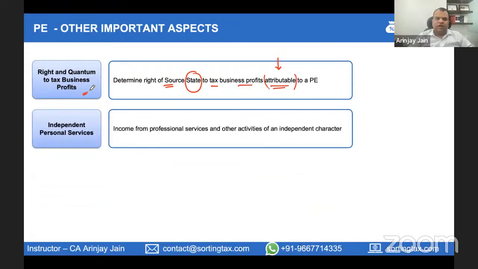Independent personal services. Now, in the earlier model tax treaties, there was a concept of independent personal services, wherein the concept which was considered was of a fixed base. So if there is an individual who was providing certain personal services to someone in the source state, then in that case, there was a separate article which covered the taxability of those amounts. However, this article has since been deleted from the OECD model convention, and the taxability of this individual, who may be deriving income from professional services or other activities of an independent character, is now again taxable under Article 7, read with Article 5.